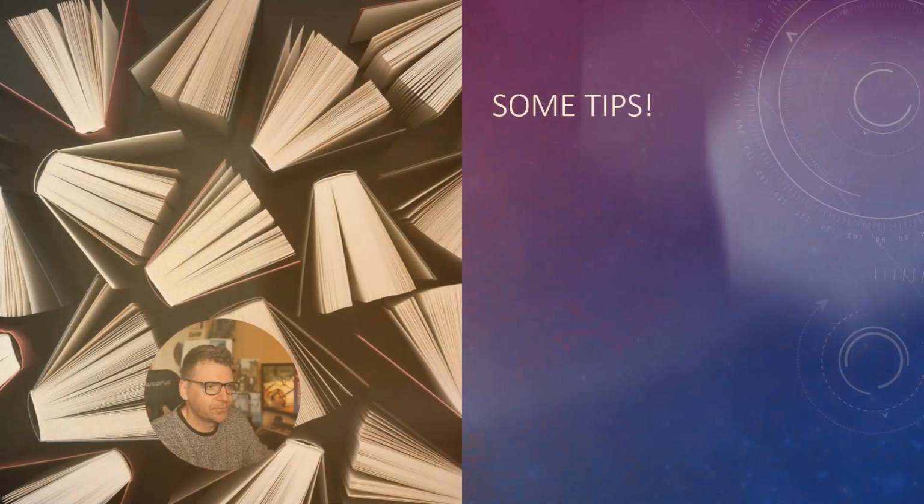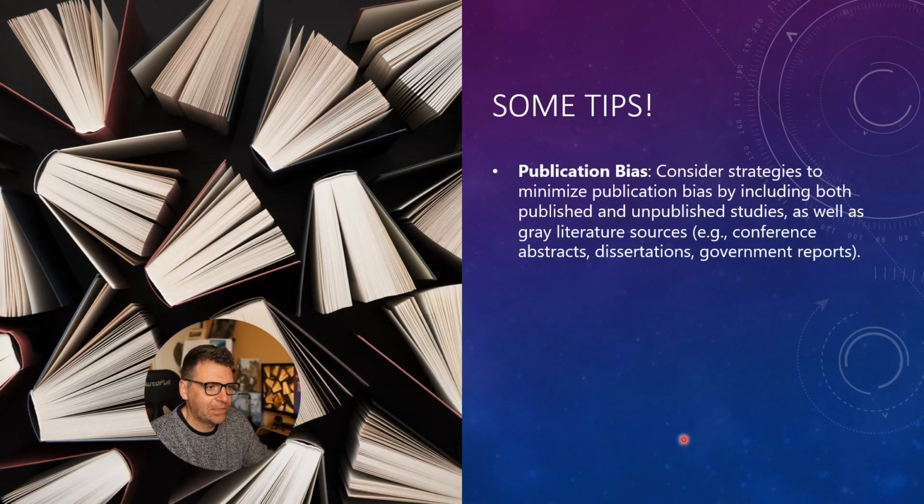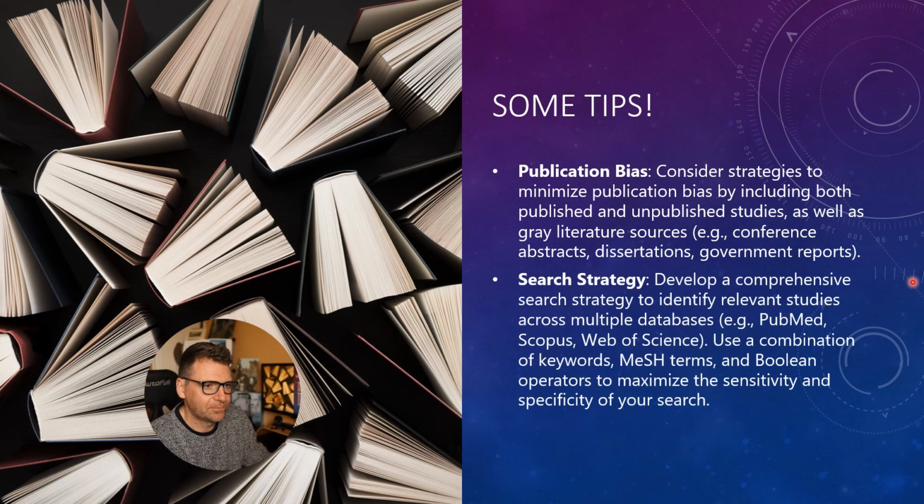Now I've hidden myself in among the books there. Publication bias is another thing you have to consider as well. So consider strategies to minimize publication bias by including both published and unpublished studies, as well as grey literature, and that's a very important one. So conference abstracts, dissertations, government reports, that's all classified as grey literature.